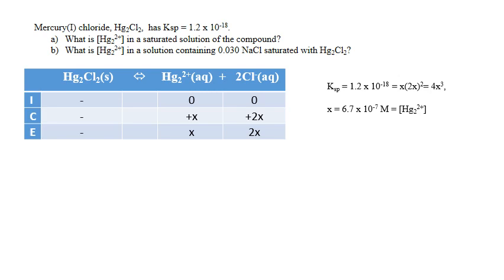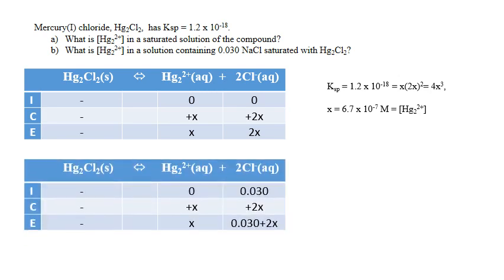But now let's look at it with some chloride already present. You're trying to dissolve it in a solution of 0.030 molar NaCl. And that just changes the initial line on the ice table, okay? All you have to do is put it in 0.030 and then carry on. It's still x plus 2x, and place those values into KSP just as before. Now comes the x is small approximation.